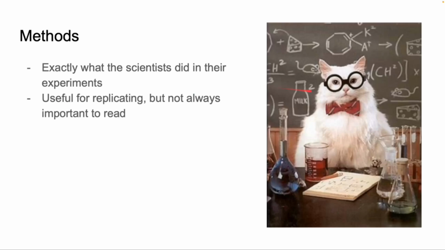Okay, so the methods section is exactly what the scientists did in their experiments. Most people that you'll talk to in academia, whether undergrads, PhD students, or people beyond, like PIs, will tell you that they do not read the methods section unless they really need to. Most of the time, when you have to read the methods section, it's because you are confused about something in the results, or you are using it for replication, right? You're going to do exactly what they did for your own experiment. But for the most part, we don't actually read the methods.